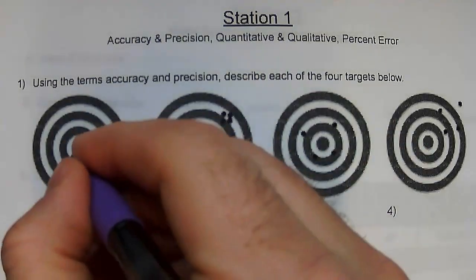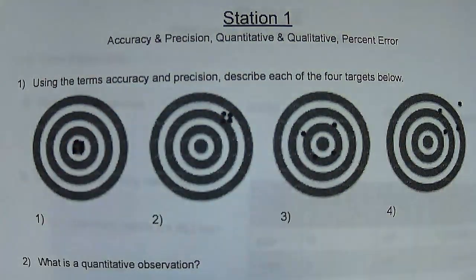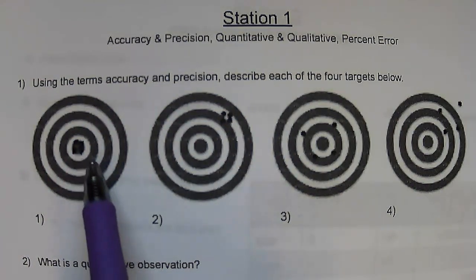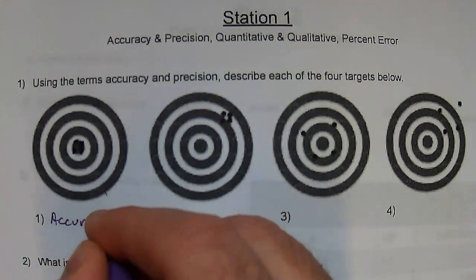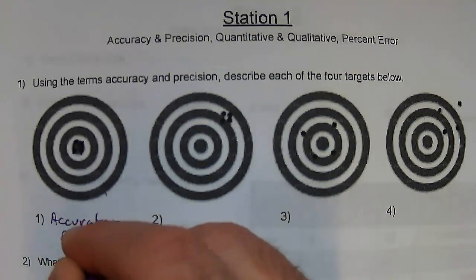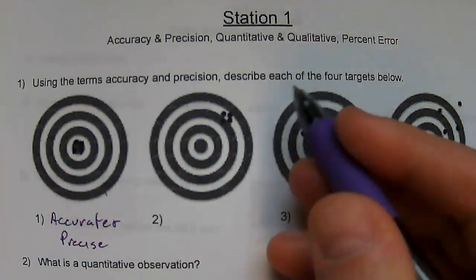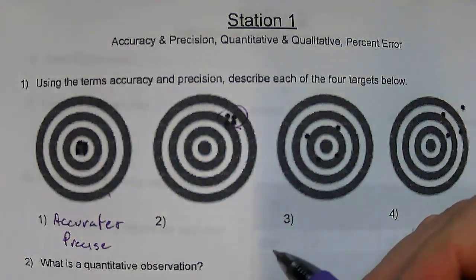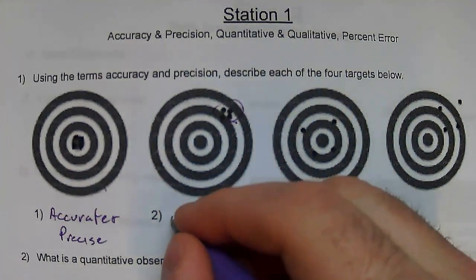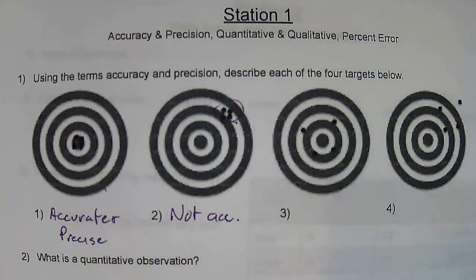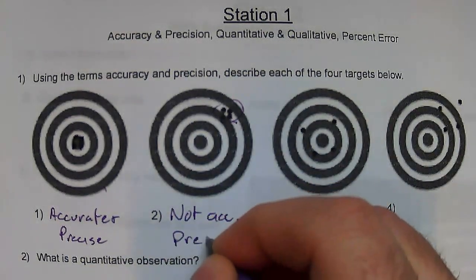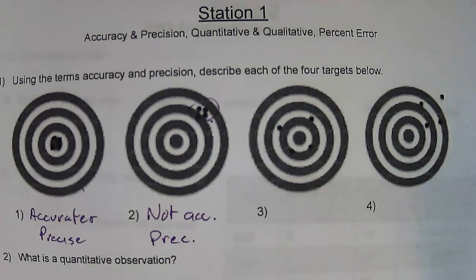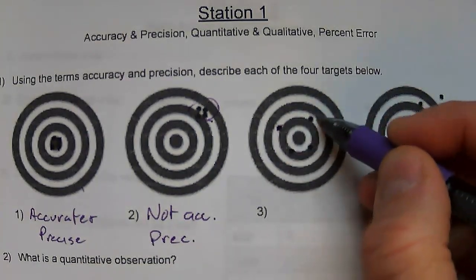Let's see. It's hard to see on the screen, but there are 4 dots right here in the middle. So this is both accurate and precise. Here they're up top, so this is not accurate. I'm going to abbreviate accurate ACC so I don't have to write it all out. But they are precise.